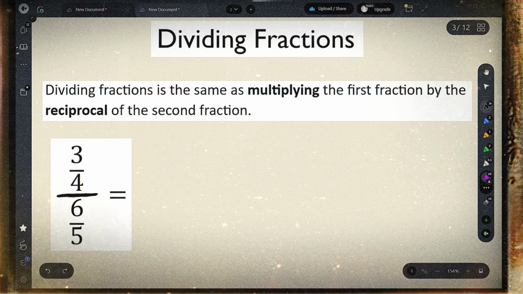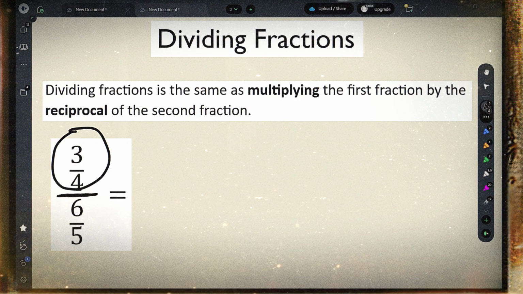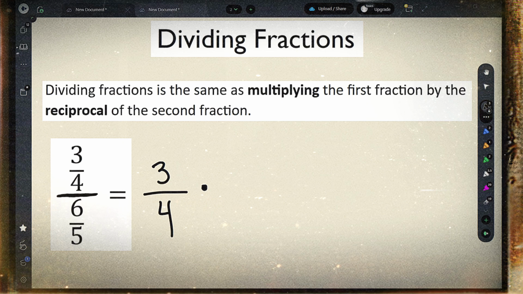The way to rewrite this as multiplication is I'm going to take the top fraction and leave it just as it is, 3 over 4. And we're going to change it to multiplication. So multiply by, here it says the reciprocal of the second fraction, or the bottom one. Now this word reciprocal means we flip the fraction. So here it's a 6 over 5. When I write it over here in the multiplication, I'm going to flip it. So I'm going to switch the numerator and the denominator. It's going to become a 5 over 6. And now our division problem is a multiplication problem. So let's go ahead and do this.